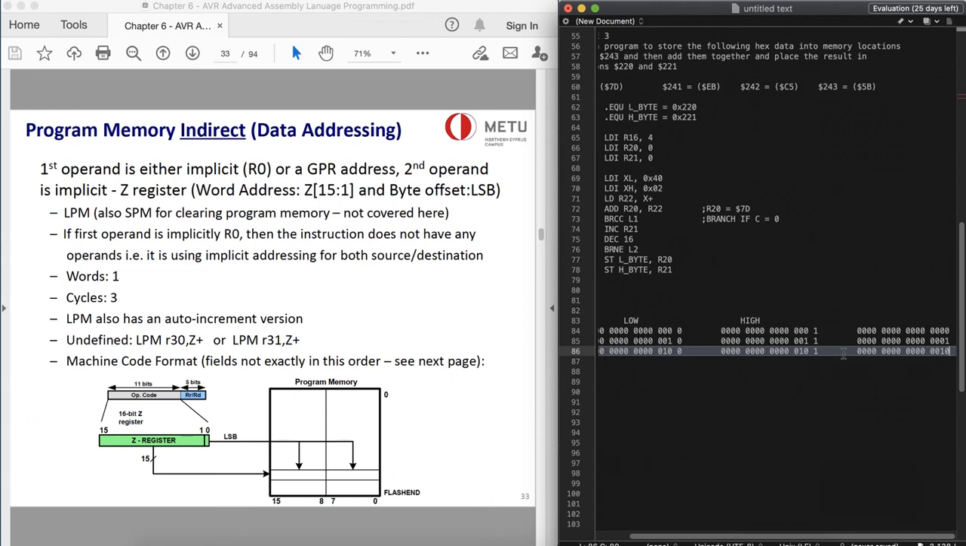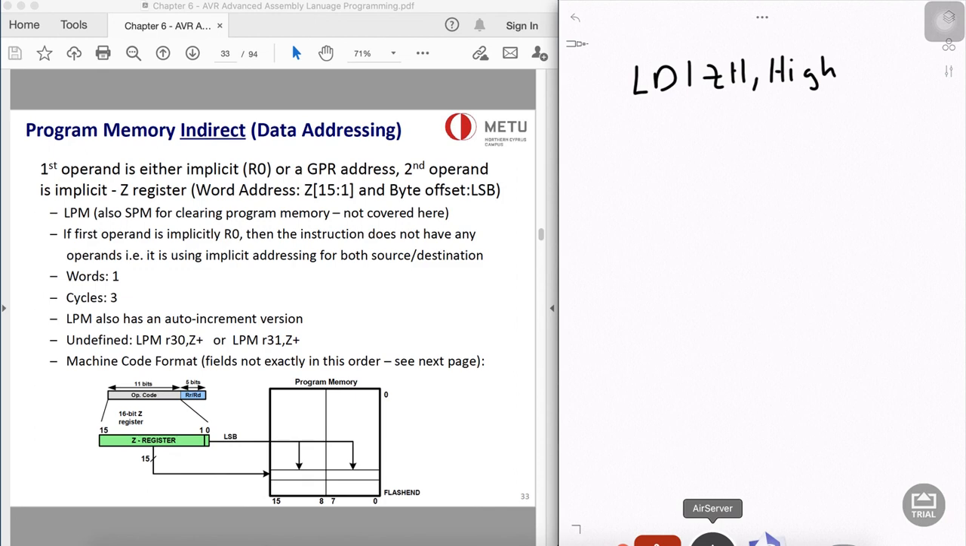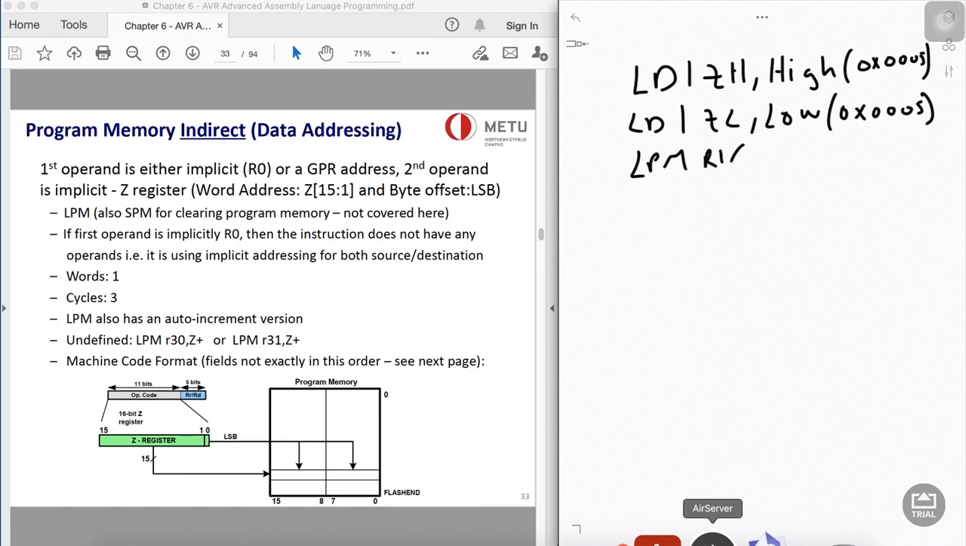So to read the low byte, we can write something like this: LDI ZH, high of 0x0005, and LDI ZL, low of 0x0005, and then LPM R16, Z. So we load ZH with 00 and we load ZL with 05, the low byte of the address.